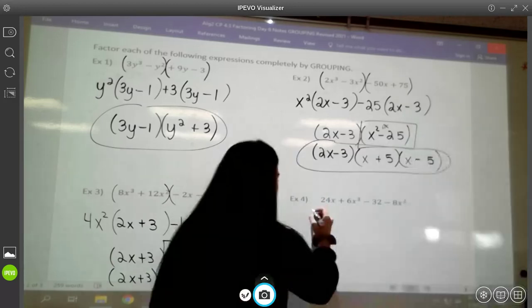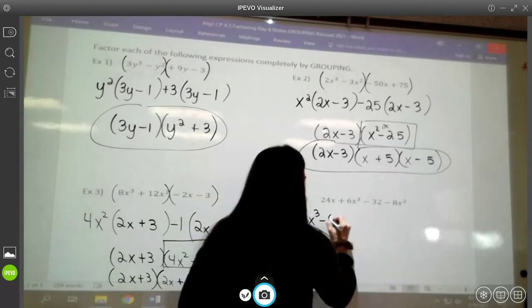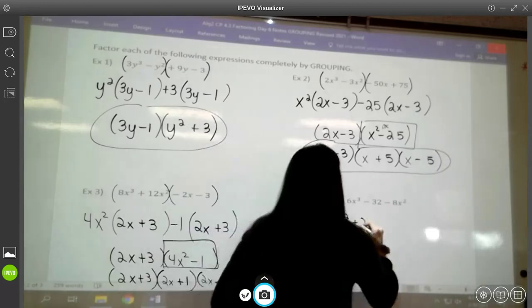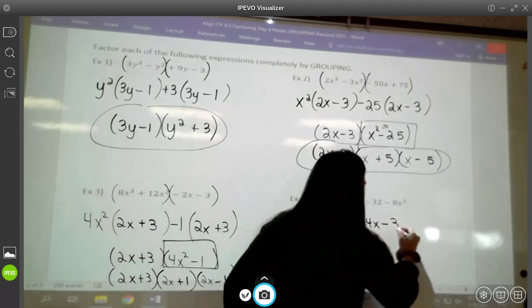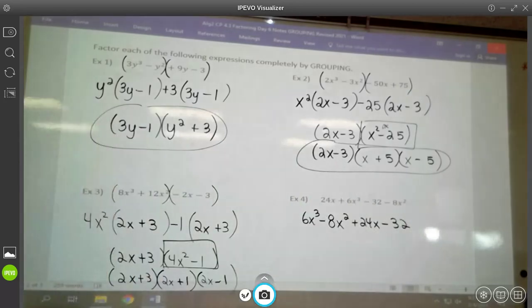So my 6x to the third should be first. My negative 8x squared should be next. My positive 24x should be there. And then my negative 32 should be at the end. That is descending order. Okay.